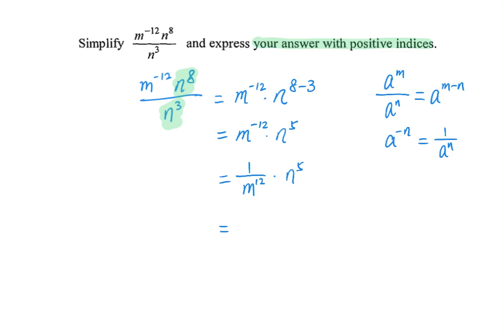Here, n to the power 5 just times the numerator. So 1 times n to the power 5, which is n to the power 5, over the denominator, just copy it down. Okay, that's it.